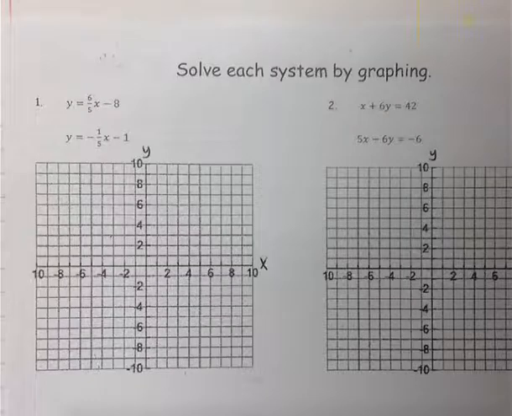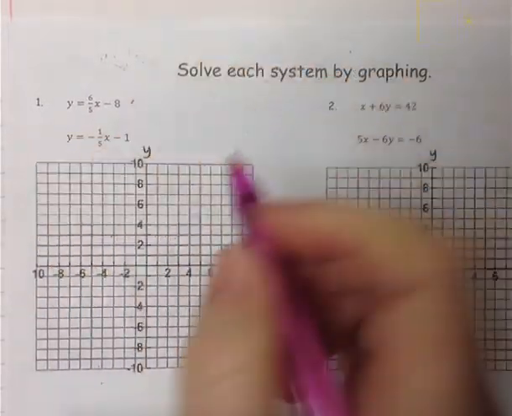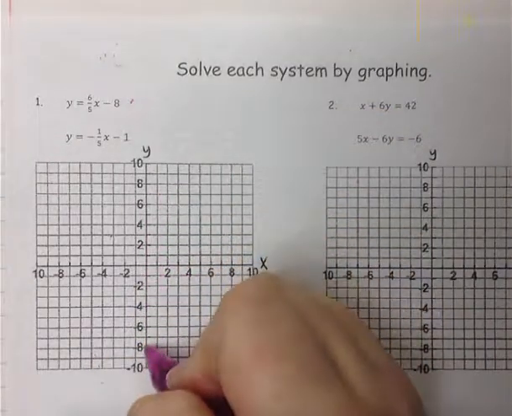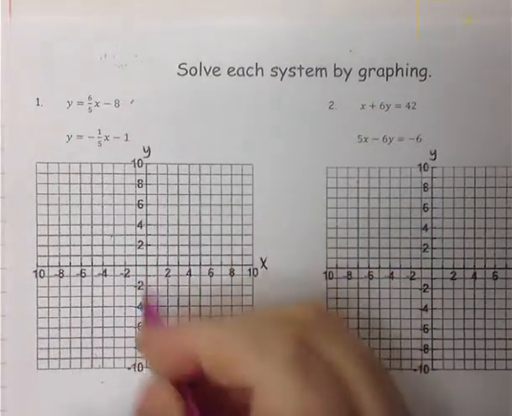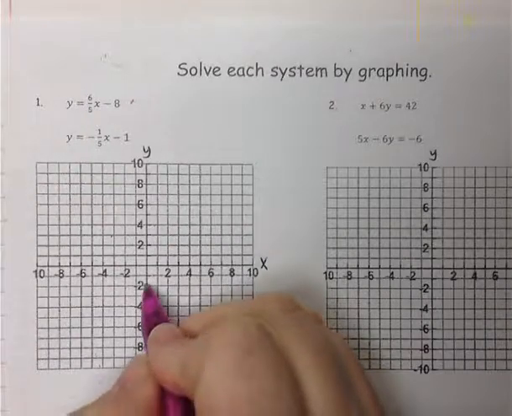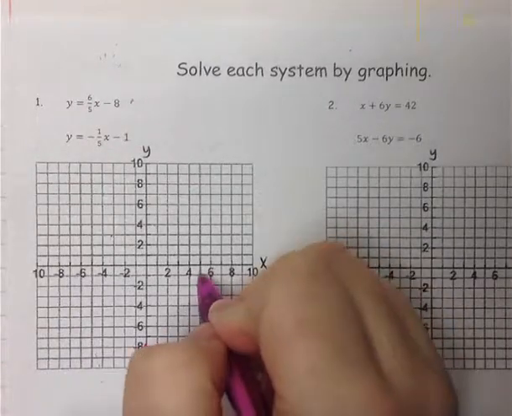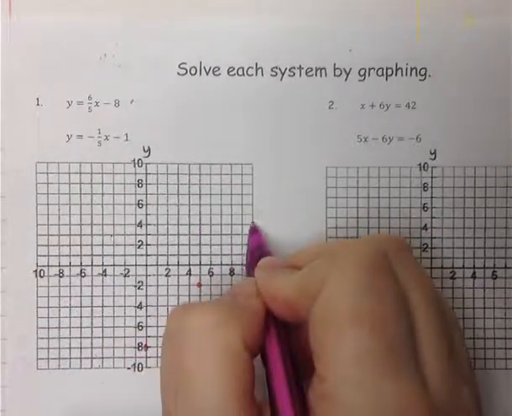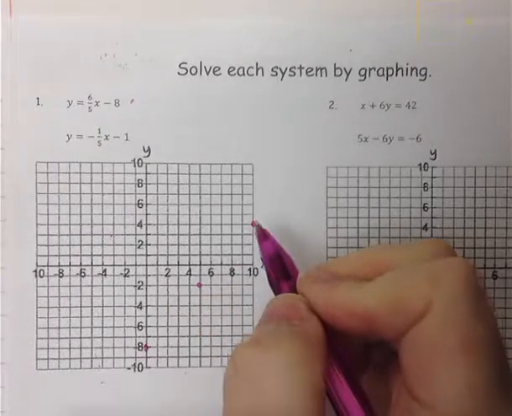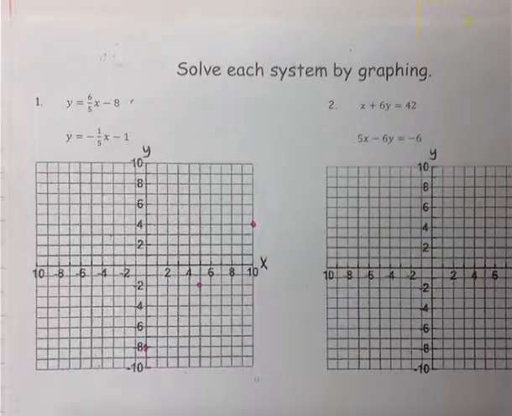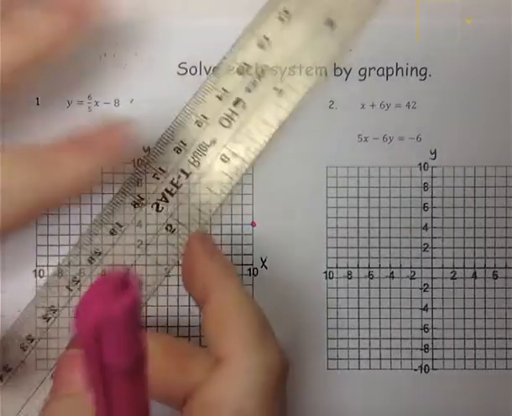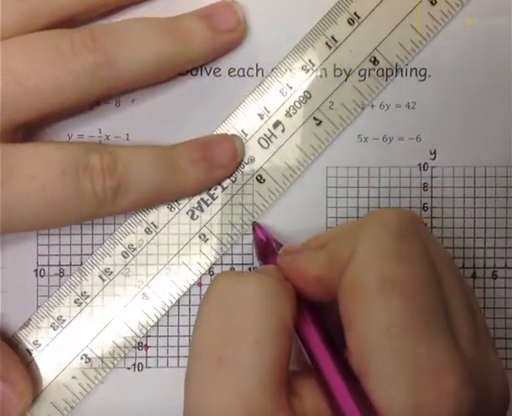I'm going to graph the first one in pink. So -8 is my y-intercept, and my slope is 6 over 5. So 1, 2, 3, 4, 5, 6, up 6, right 5. I'm going to do it again, up 6, right 5. This is as far as I can go. Because I'm drawing a line here, I want to make it as accurate as possible. Because I only have 3 coordinates, I'm going to use a ruler or a straight edge so that I can make these nice and correct.